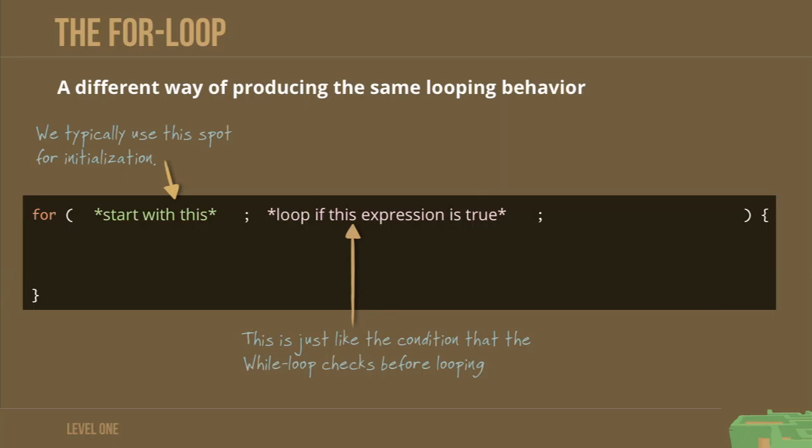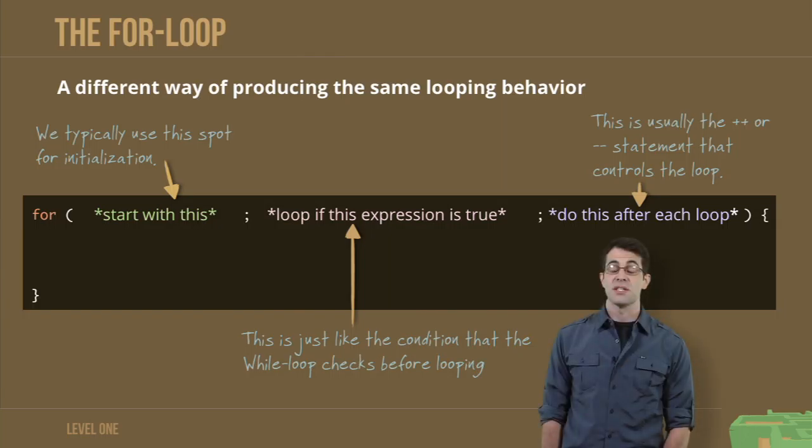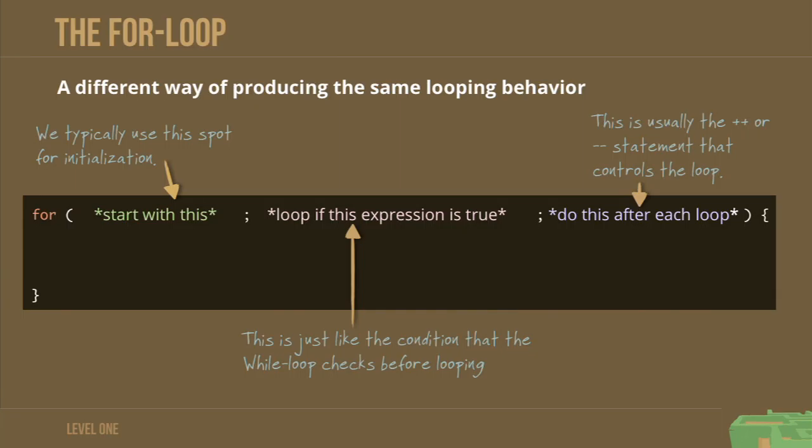And the final statement inside the for loop's parameters is the thing that we want to do code-wise after each loop. Usually this is an increment or decrement statement to control the loop. Of course, inside the loop is the code that we want to be repeated over and over.